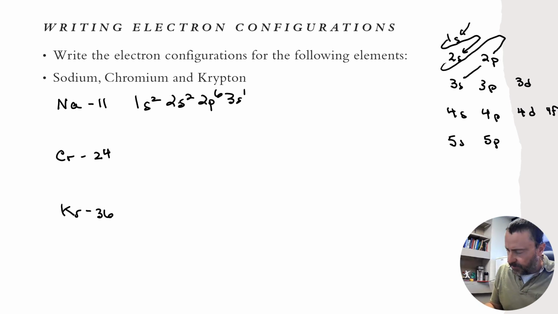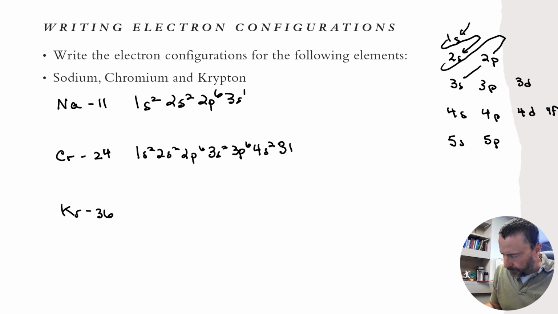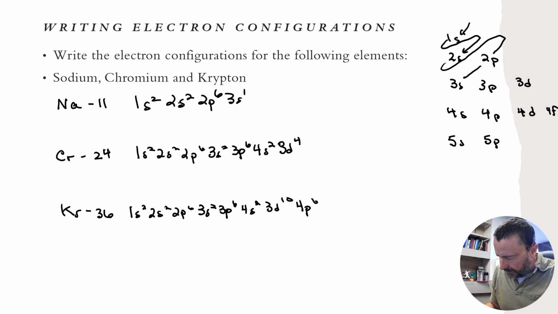Again, just do these on your own. 1s2, 2s2, 2p6, 3s2, 3p6, 4s2, 3d4, and 1s2, 2s2, 2p6, 3s2, 3p6, 4s2, 3d10, 4p6. All right, so make sure that you can get the same things that I got there, running through those as well.